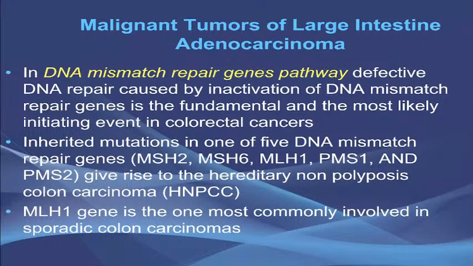And there are a number of DNA mismatch repair genes, as we saw in the previous schematic diagram: MSH2, MSH6, MLH1, PMS1, and PMS2, which give rise to hereditary non-polyposis colon cancer. And it's thought that the MLH1 gene is the most commonly involved in sporadic colon carcinomas. So those are the two important pathways.